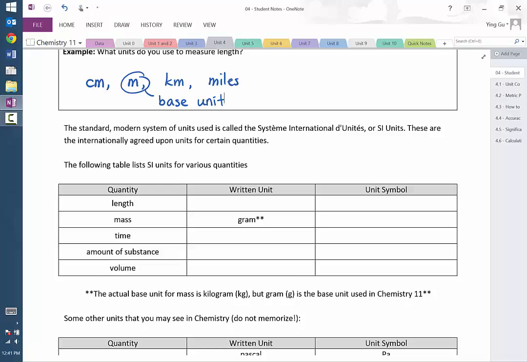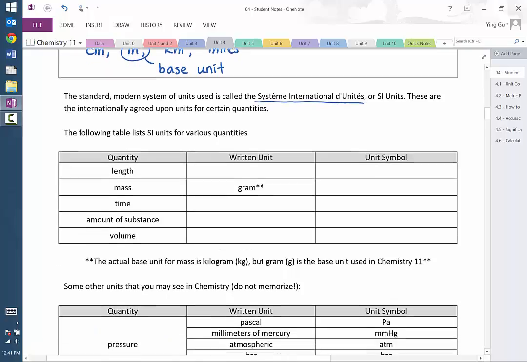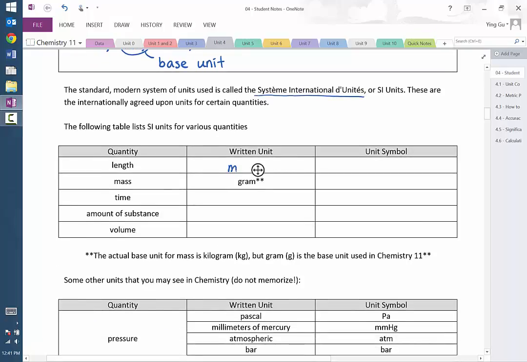And this system of units that are internationally agreed upon are called the SI units, which stands for a fancy term in French, which I will not attempt to say. So for length, the standard international unit is the meter. Spell it with an R-E because we are Canadian. And the symbol is m.